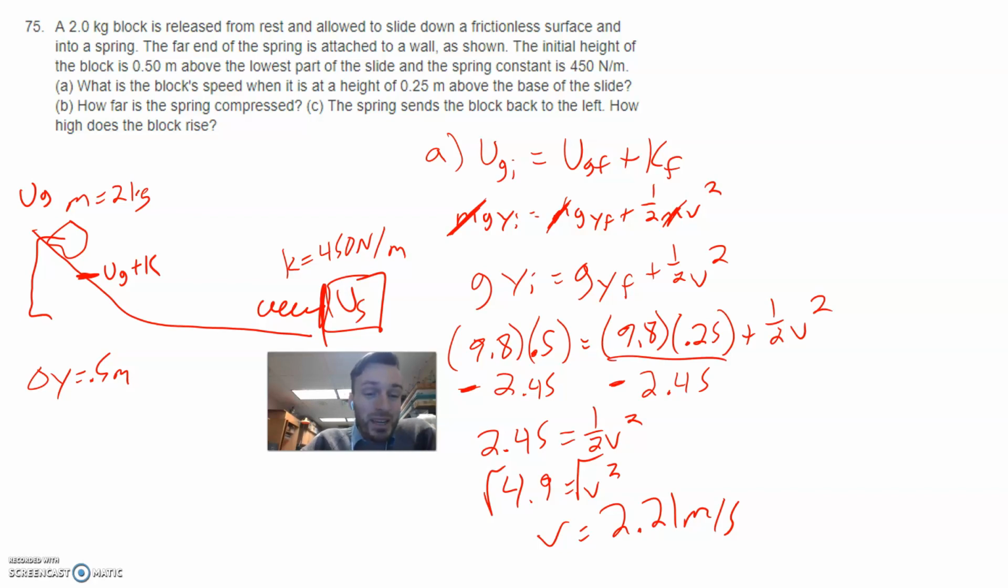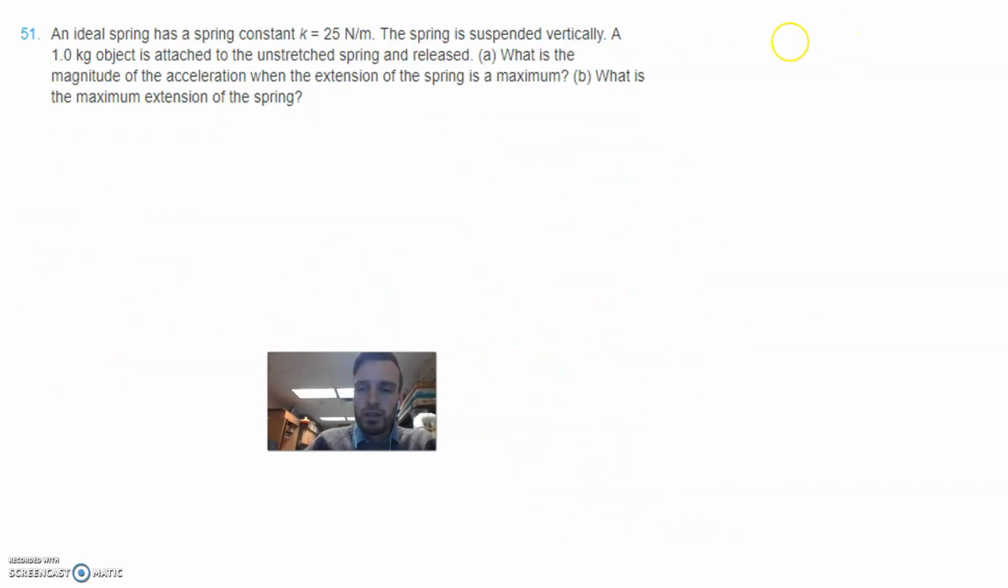But why would I make it complicated with two forms of energy when I can just set it equal to one form of energy? So what I'm going to do here for part B is I'm going to set the U_G at the top equal to the U_S all the way at the end of the problem.